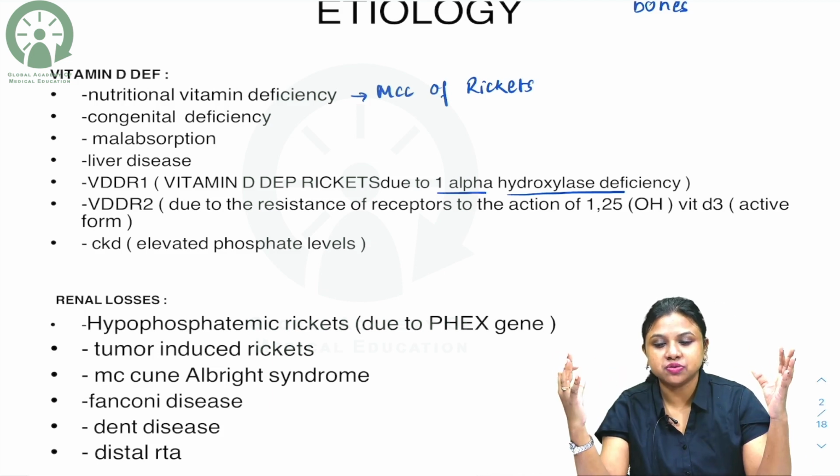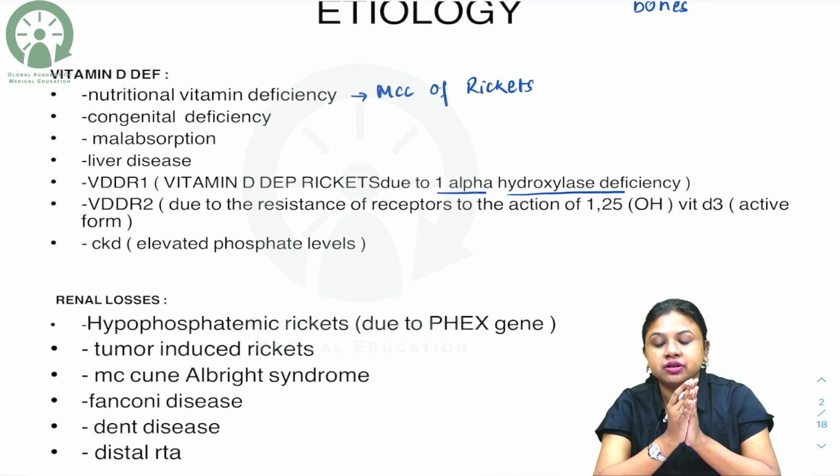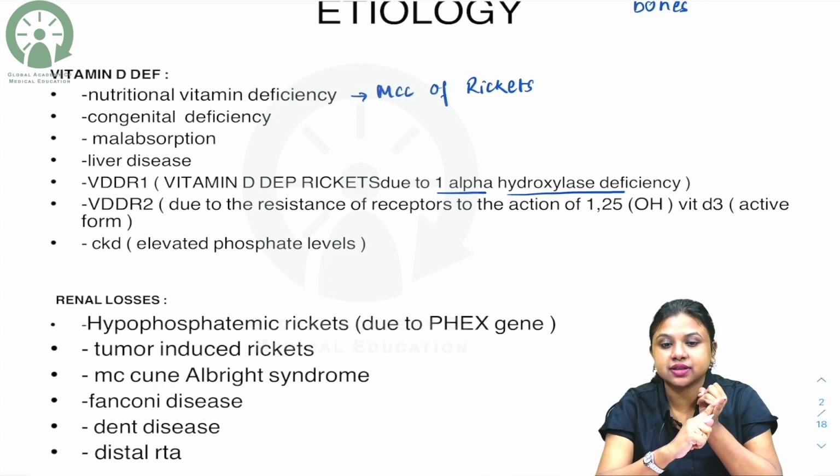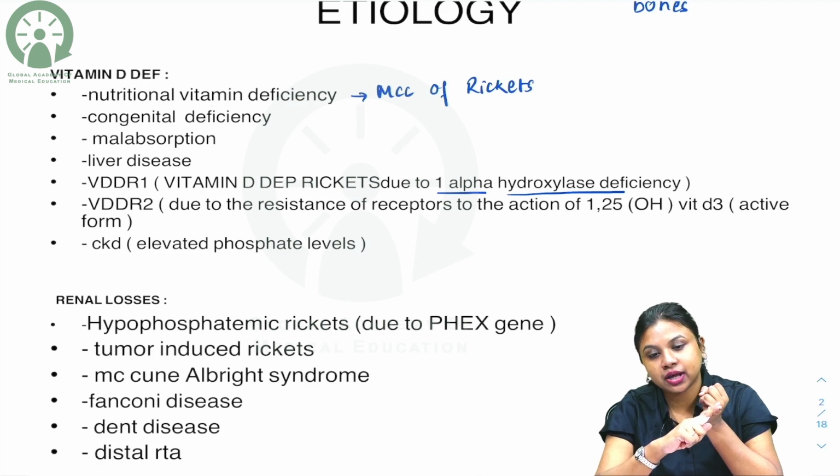We'll see the algorithms. Just for clarity, let us remember the most common cause of rickets is nutritional, and we have vitamin D dependent rickets type 1 and type 2. Vitamin D dependent rickets type 1 is because of 1 alpha hydroxylase deficiency, whereas vitamin D dependent rickets type 2 is because of the resistance of receptors to the action of 1,25 hydroxy vitamin D3.